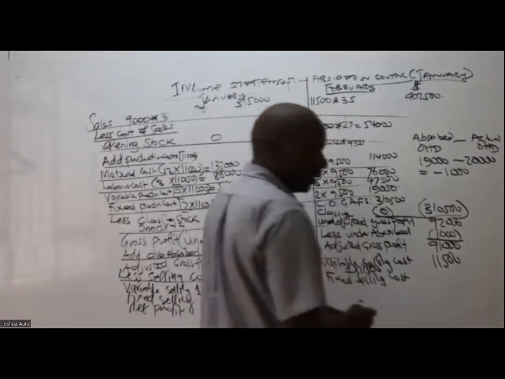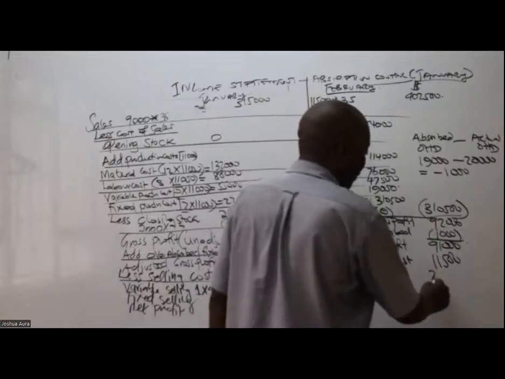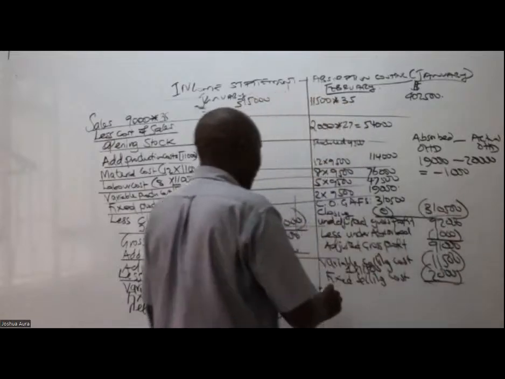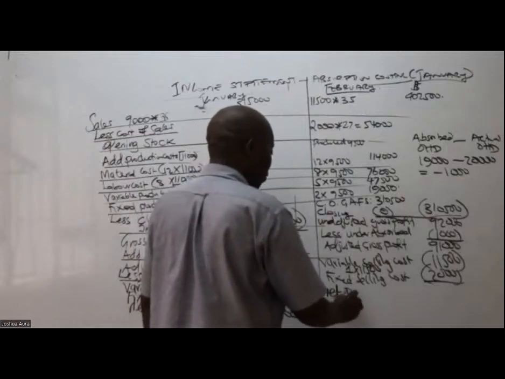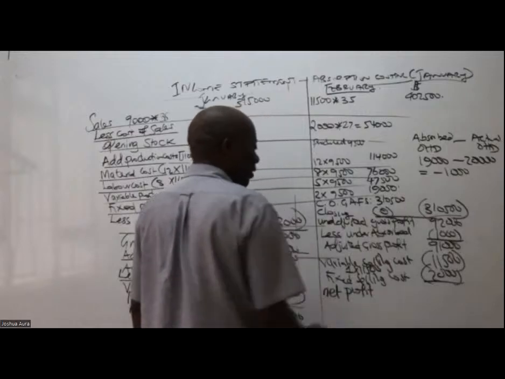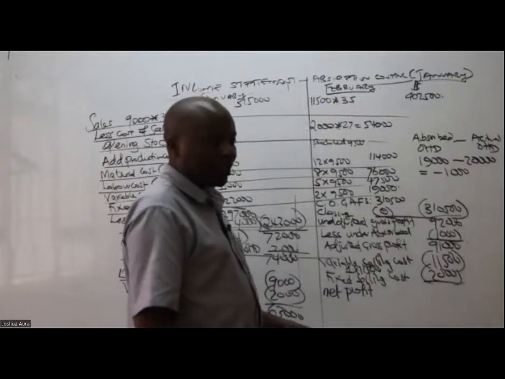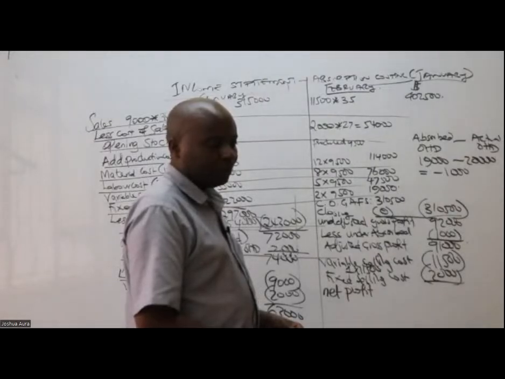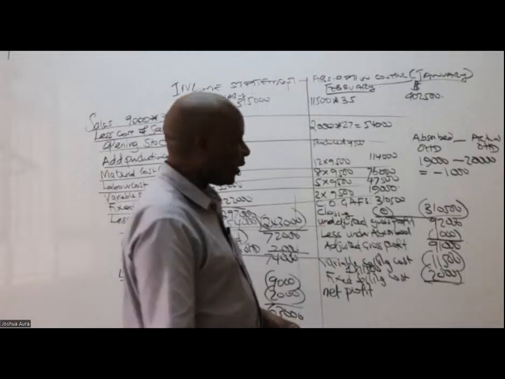Fixed selling has been defined for us as 2,000 every month. So then could you kindly give us our net profit for month number 2? What are we going to get there? Somebody has the net profit for month number 2. $77,500.